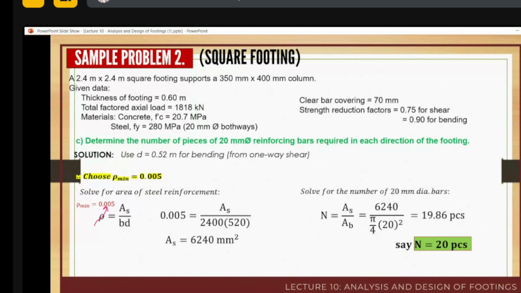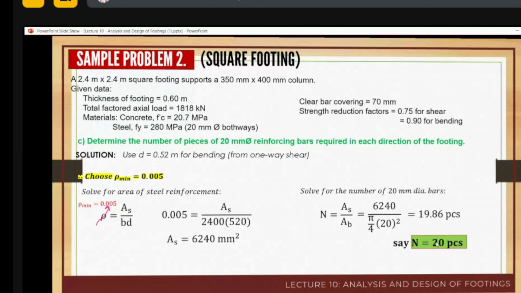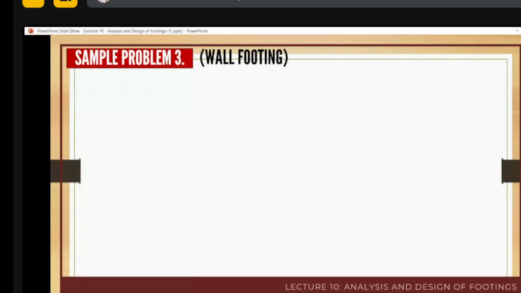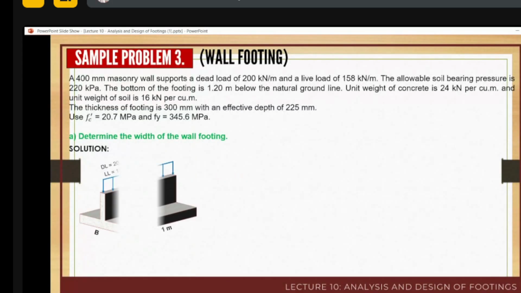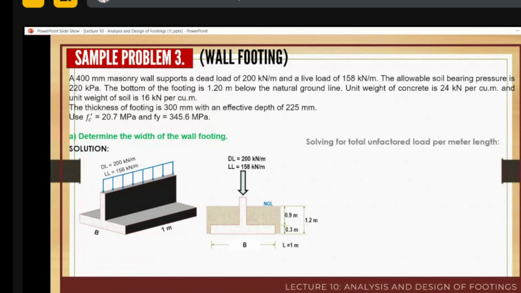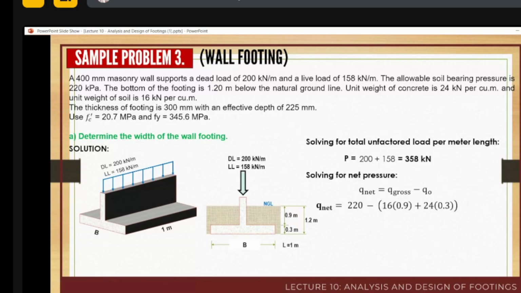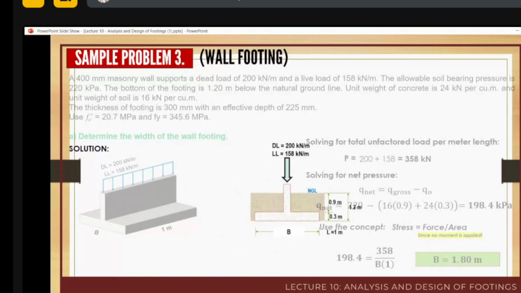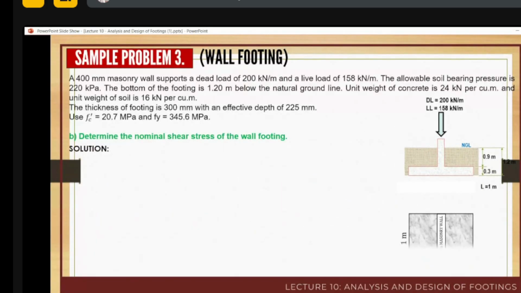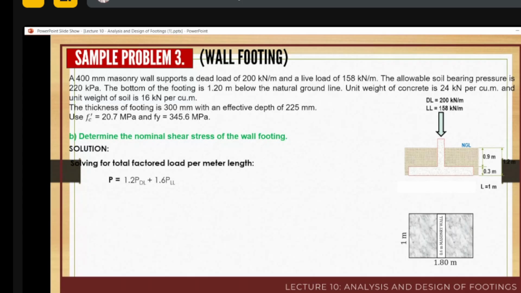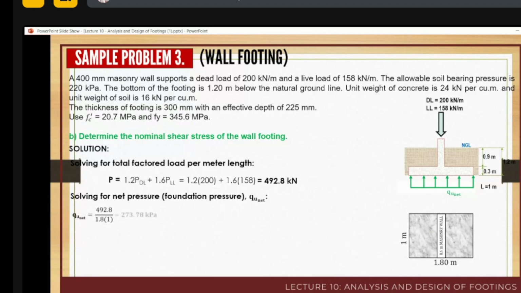Okay? So there are some other samples here, and basically they are similar to the two examples given. So you can refer to these examples also, and you can read further for this example.